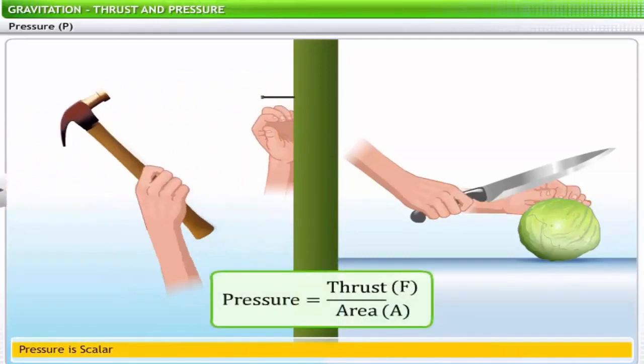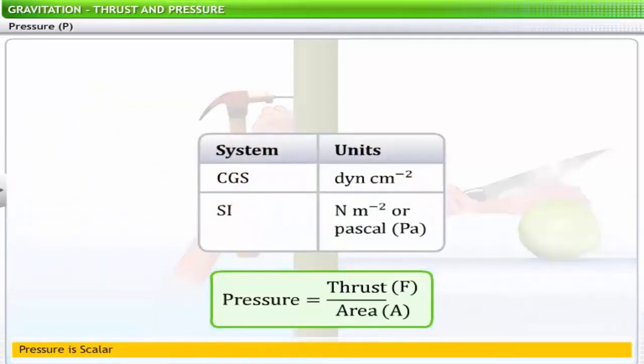Pressure is scalar and is measured in dyne per centimeter square in the CGS system, or Newton per meter square or Pascal, denoted by Pa, in the SI system.